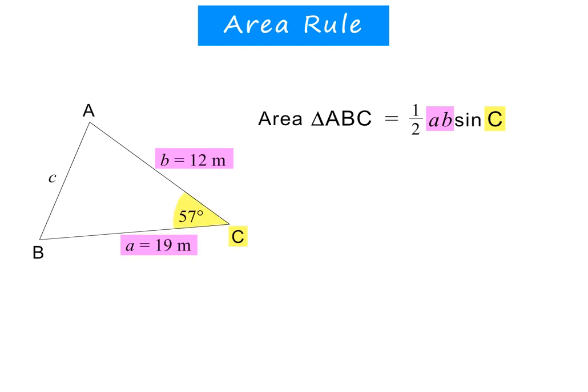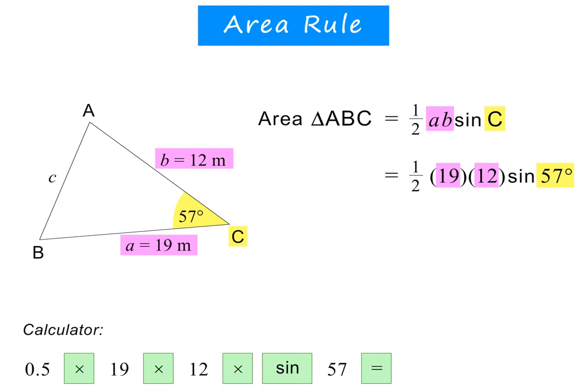For example, if angle C is equal to 57 degrees and A is equal to 19 meters and B is equal to 12 meters, then the area of triangle ABC is equal to half times 19 times 12 times sine 57 degrees. You then need to do the following on your calculator. Please remember to make sure your calculator is in degree mode before doing this. Correct to one decimal place, the area is 95,6 square meters. Don't forget to write the square meters to show that this answer represents an area.